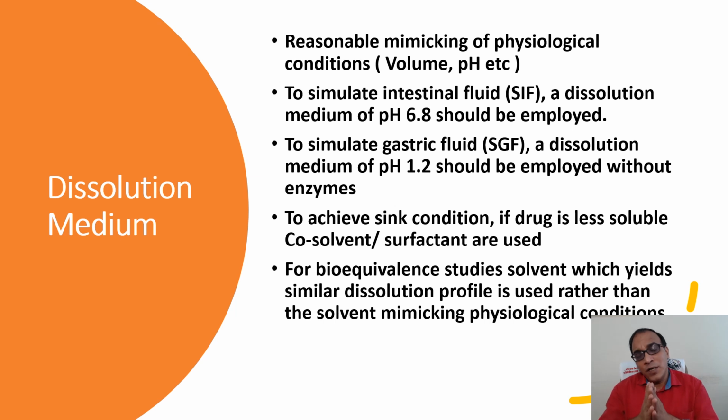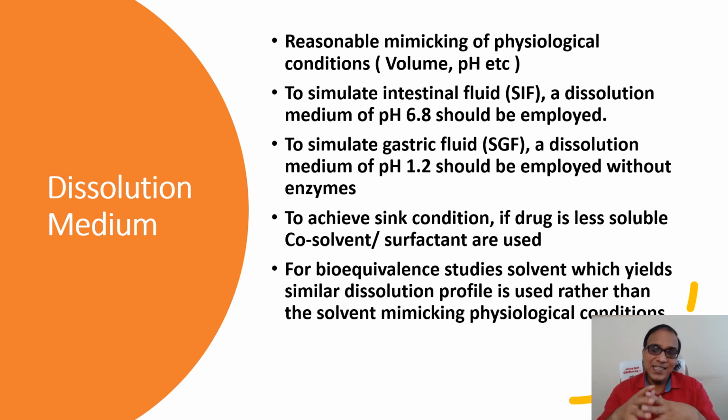In dissolution medium, what are we actually trying to do? The medium is our effort to reasonably mimic the physiological conditions like volume, pH, etc. To simulate the intestinal condition, we can have the simulated intestinal fluid. A dissolution medium of pH 6.8 should be employed for this SIF. For SGF, simulated gastric fluid, a dissolution medium of pH 1.2 should be employed, without enzymes or with enzymes.